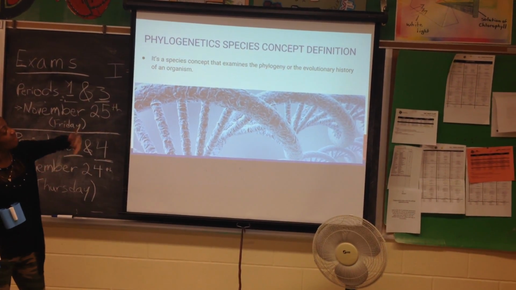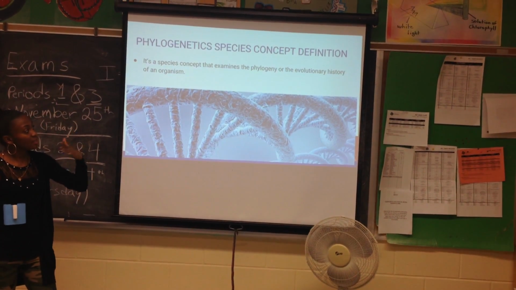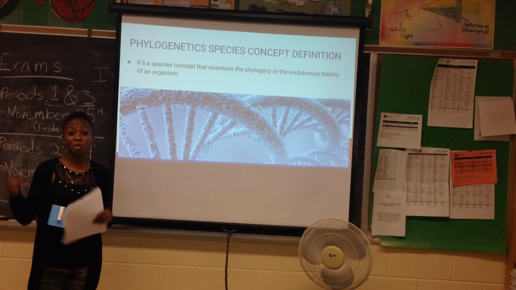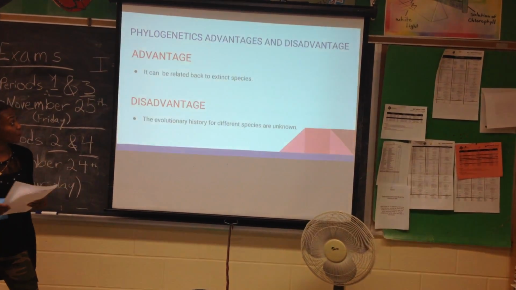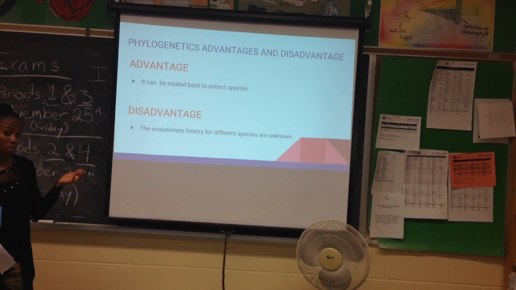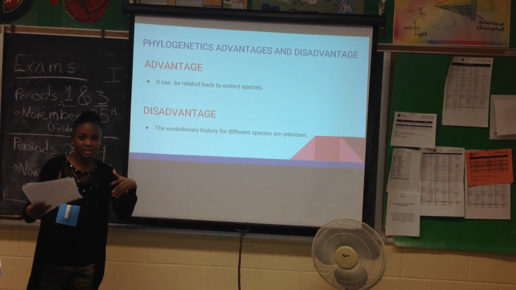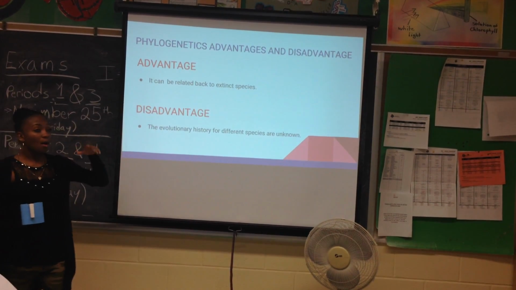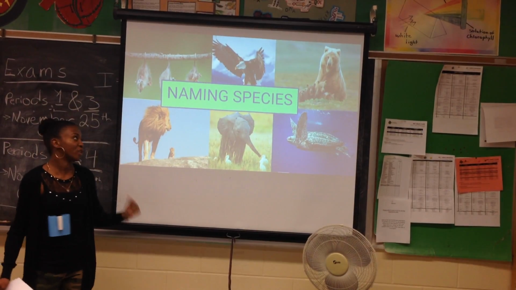The last one is the phylogenetic species concept, where species are examined using the evolutionary phylogeny of an organism. This way they use DNA to determine if the species are closely related. The advantages and disadvantages of this: it's becoming a very popular method used by scientists, and when DNA is combined, you can tell for sure if they are the same species. The disadvantage is that the evolutionary history for different species is unknown, so you cannot tell if they're from the same generation.